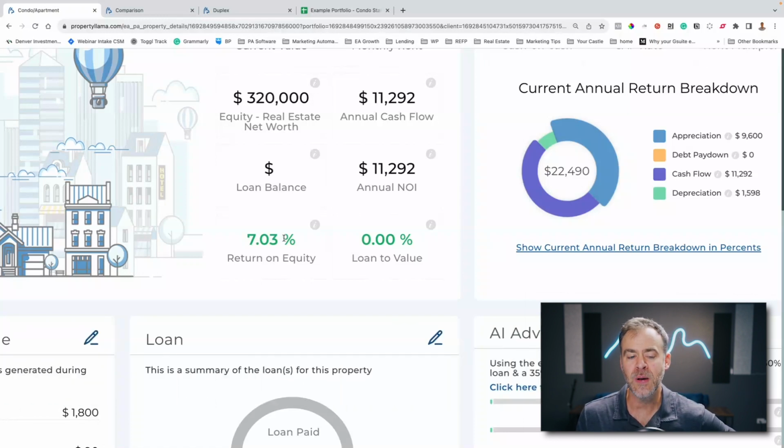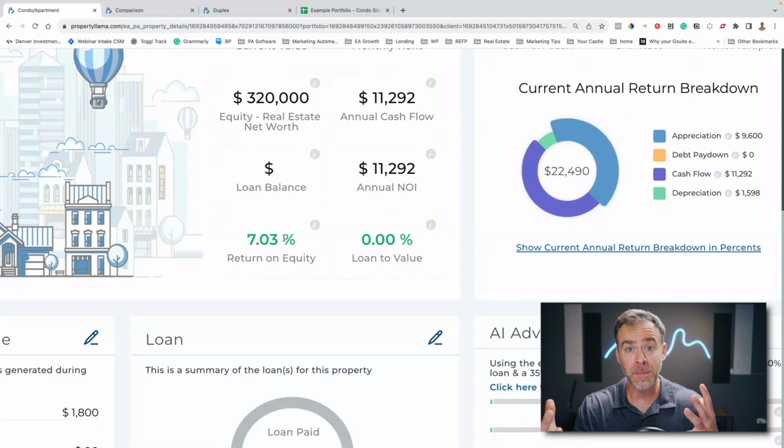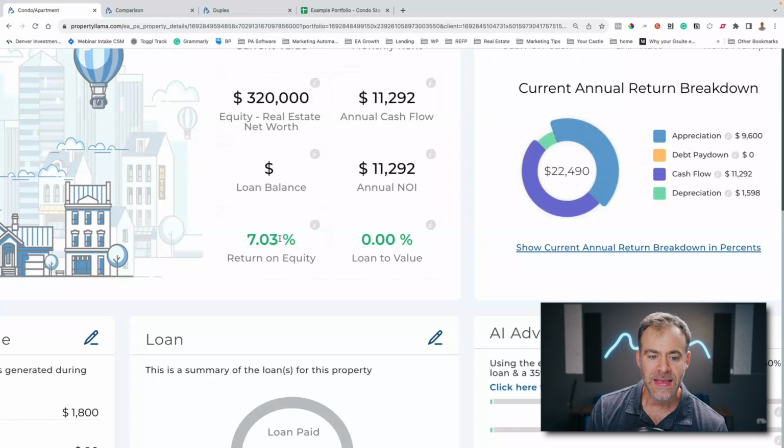Now, what a lot of people come back to is they say, well, I can make that in the stock market. And the stock market is 8, 9, 10% historically. I'm like, yes. And I think you always want to have some type of comparison: if I invest this in this asset class, how can this perform? So if you're making 7% in real estate versus 7 to 10% in the stock market, again, always make sure you talk to your financial planner.